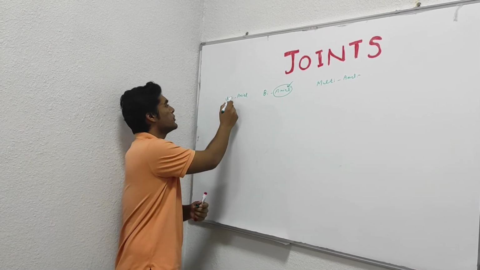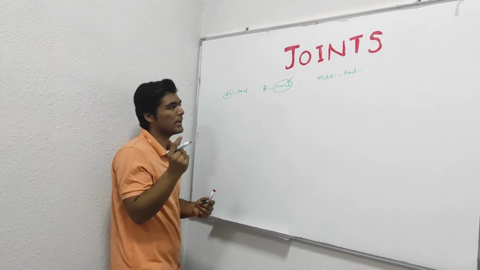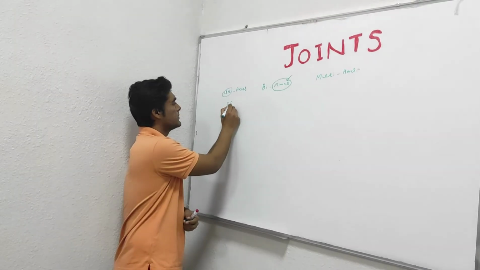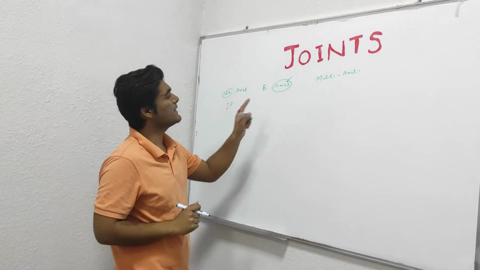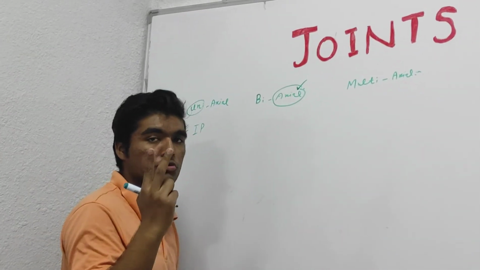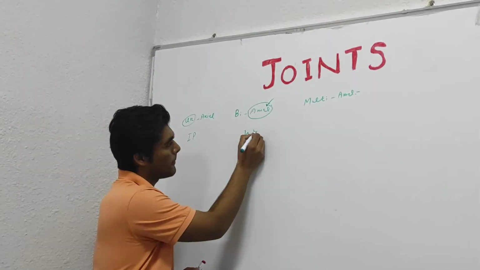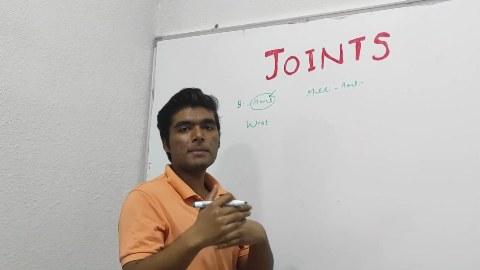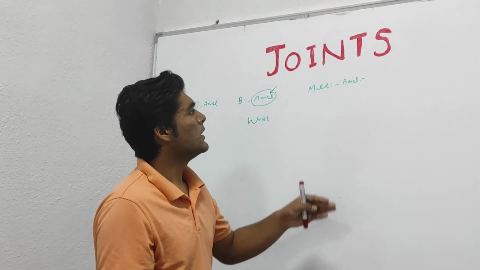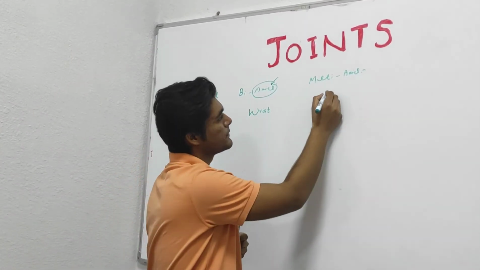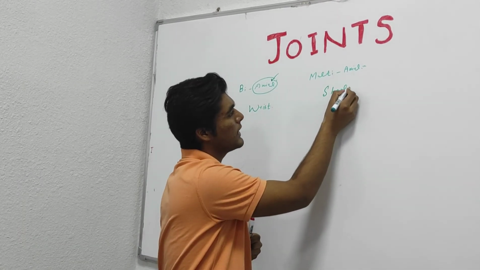And those showing uni are moving in one plane, and the example is the interphalangeal joints. And biaxial, the wrist joint, is an example of a biaxial joint. This shows two types of movement. And in multiaxial, we have multiple types of movement. The shoulder joint is an example of multiaxial movement. They show several types of movement.